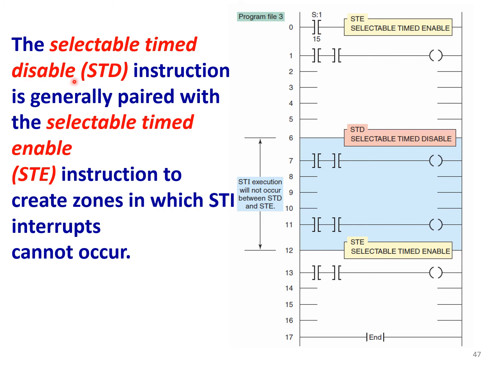So see how we could use that. The selectable time disable instruction is generally paired with the selectable time enable instruction to create zones in which STI interrupts cannot occur. So here we have the zone. STI execution will not occur between STD and STE. So we cannot interrupt the program between these two.